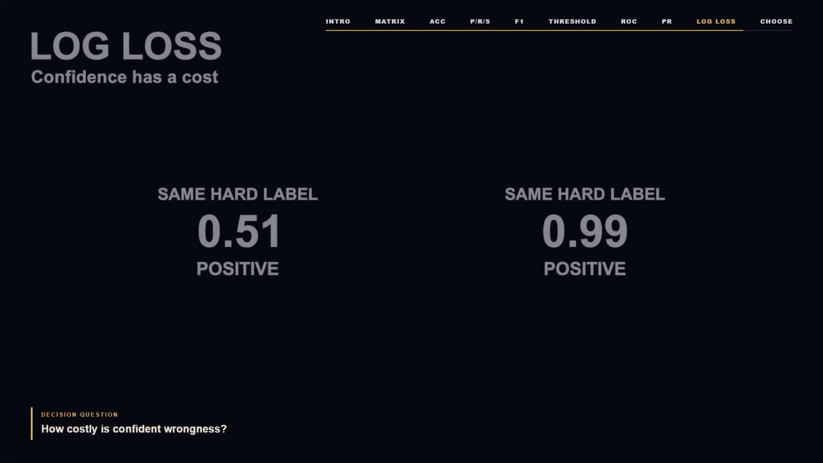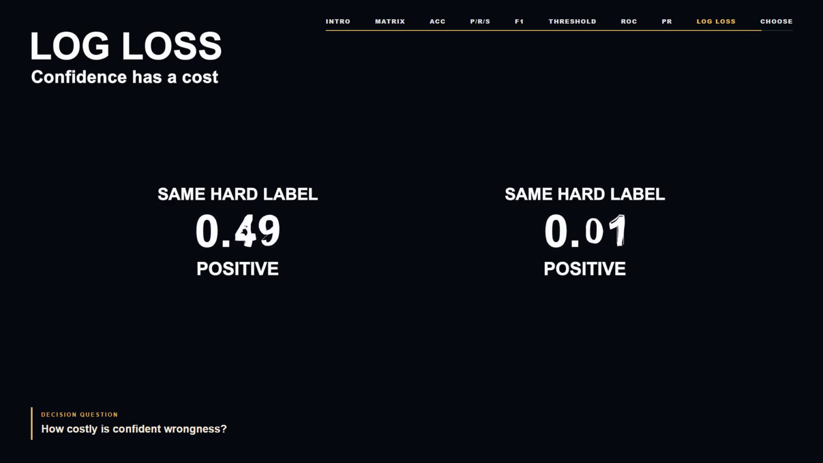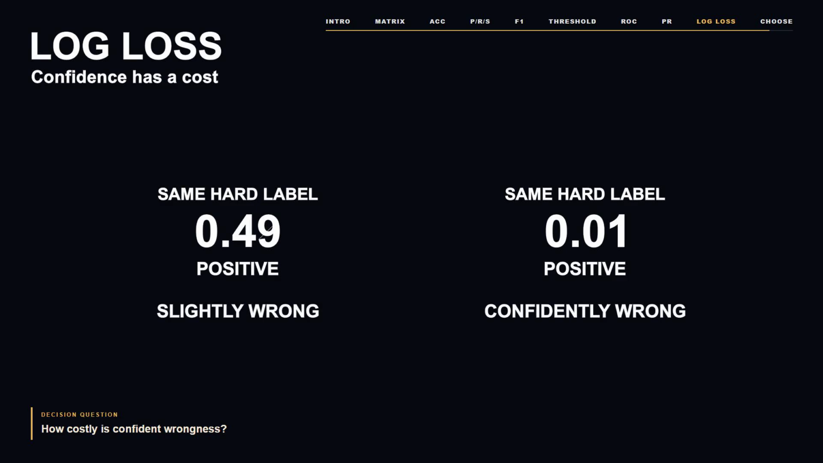So far, a probability of 51% and 99% produce the same positive label. Log-loss sees the difference. It scores the probability assigned to the true class and sharply punishes confident mistakes. If a positive case receives probability 0.49, the model is slightly wrong at a threshold of 0.5. If it receives 0.01, the model is confidently wrong, and the penalty is far larger.